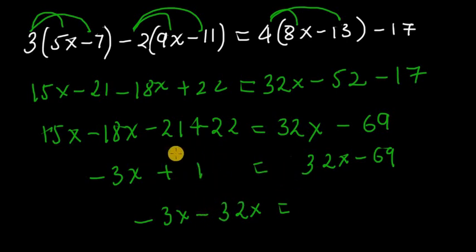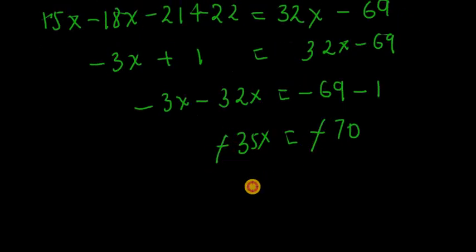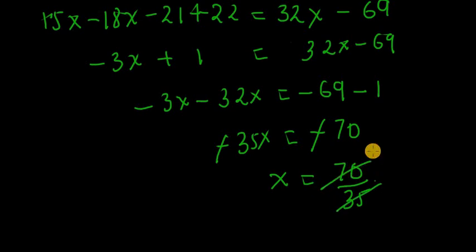So here plus 1, isn't it? So if it goes there it will become minus 1. Okay, so this becomes minus 70 and this becomes minus 35x. Minus and minus will cancel each other out, and then x equals 70 divided by 35. Since 35 is in multiplication, when it comes here it becomes division. So 70 divided by 35 becomes 2. So x equals 2.